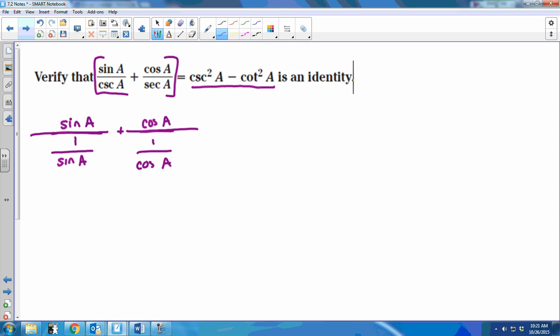So when you're dividing fractions, what are you really doing? Multiplying by the reciprocal, so I have sine A times sine A over 1 plus cosine A times cosine A over 1. So what's sine times sine? Sine squared. And cosine times cosine is cosine squared.